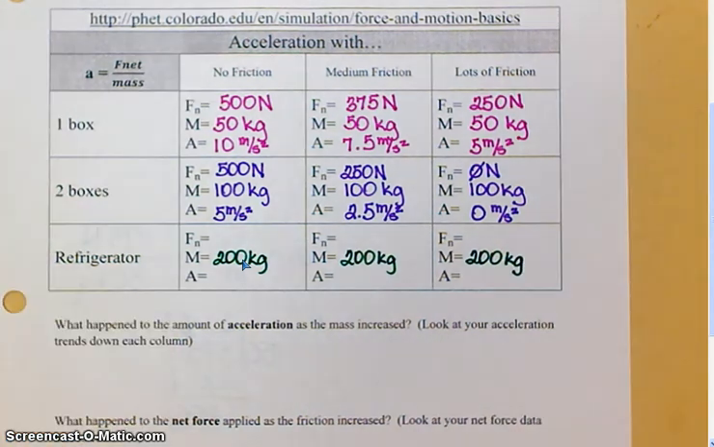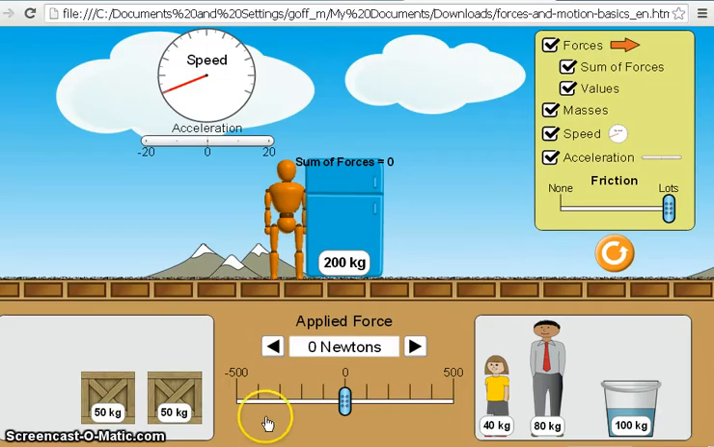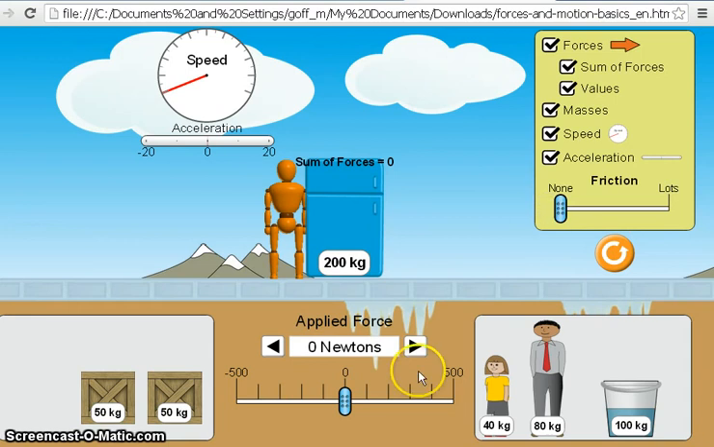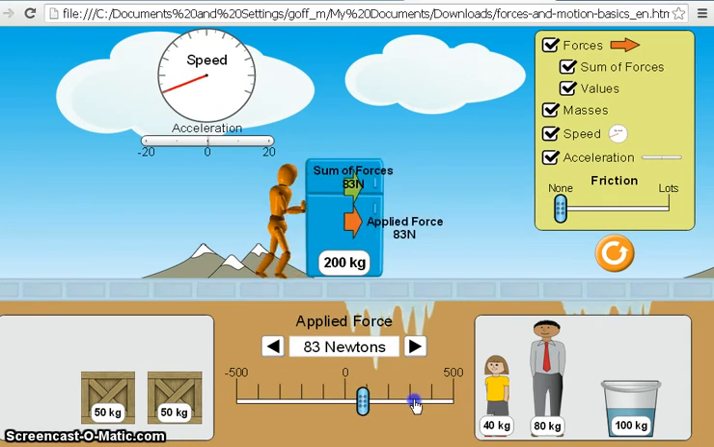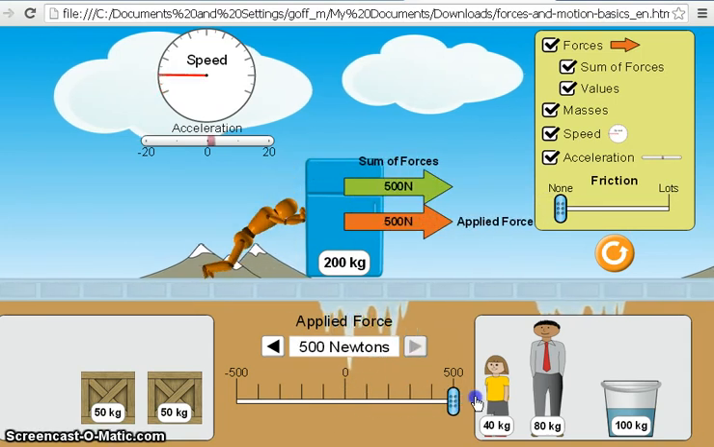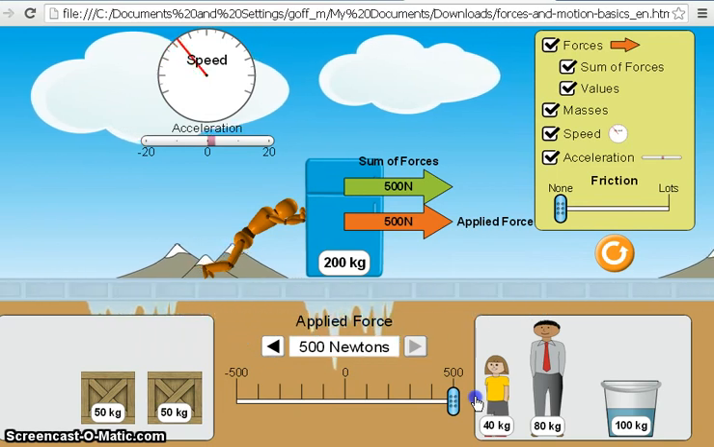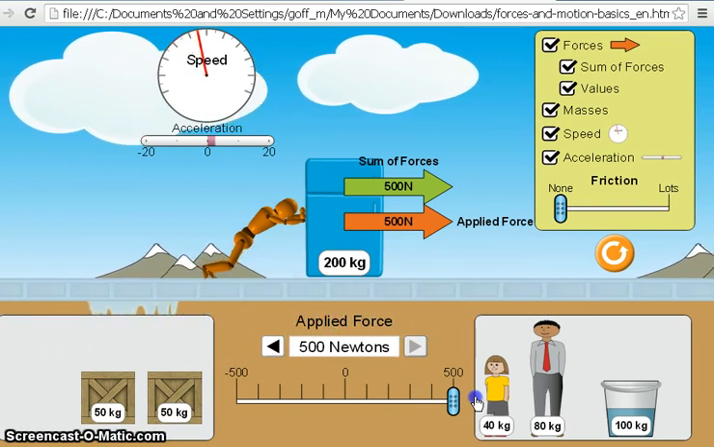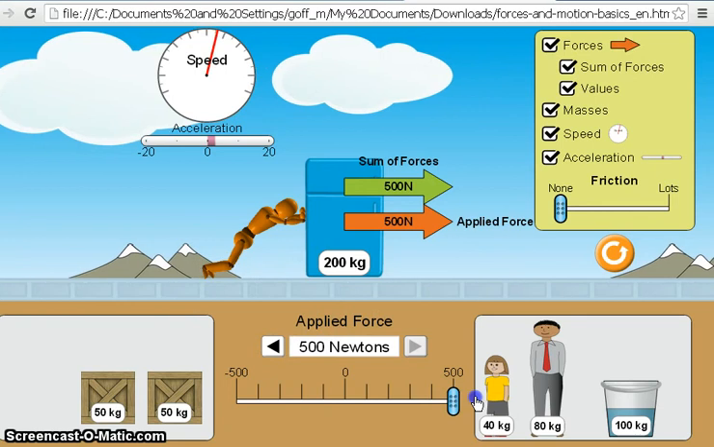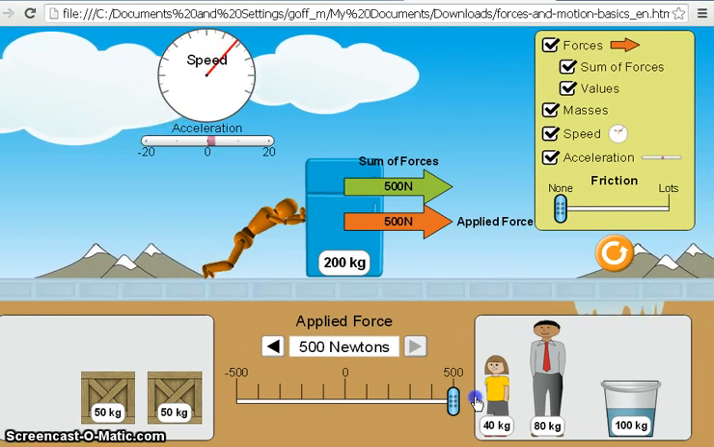All right. We're going to do the same thing. No friction, medium friction, and lots of friction. Okay, so right now, set it to no friction at all. Apply a force of 500 newtons. Let's see what happens. Our sum of forces, or the net force, is going to be 500. But we're not getting a whole lot of acceleration, maybe about 2 or 3.